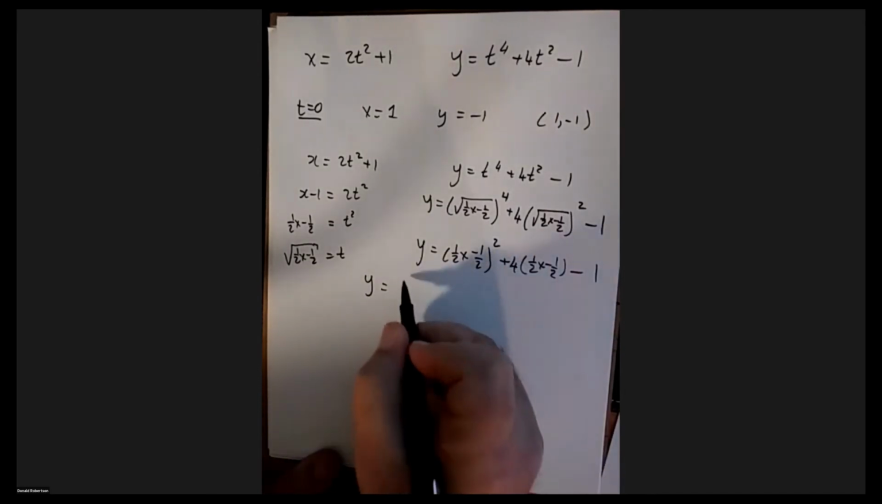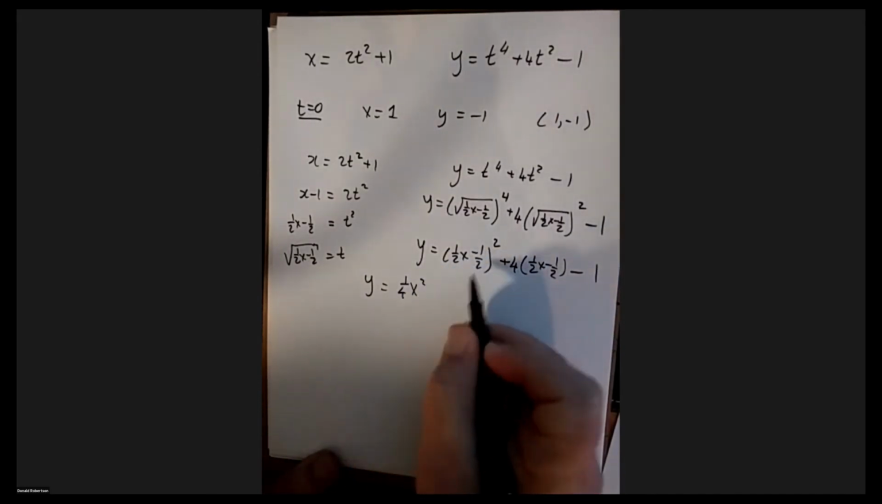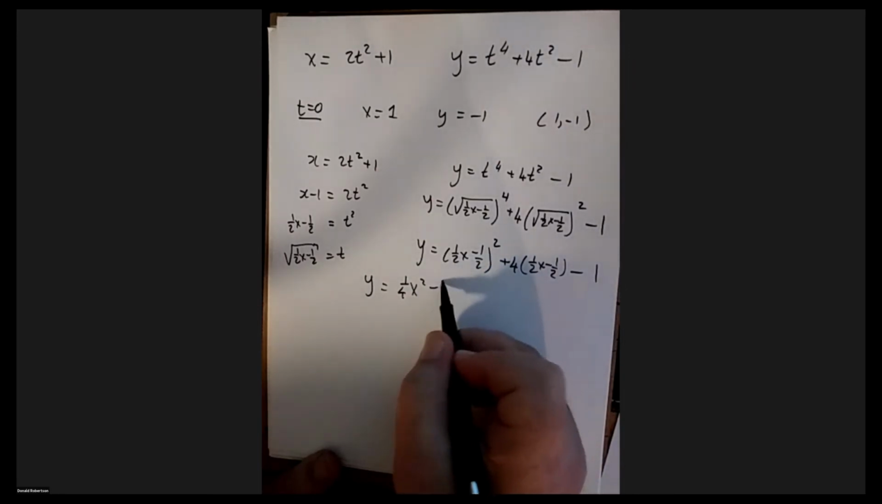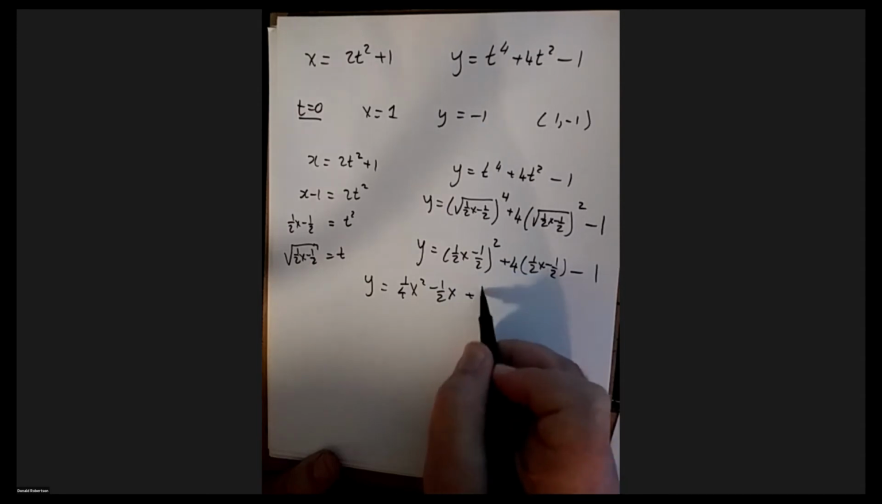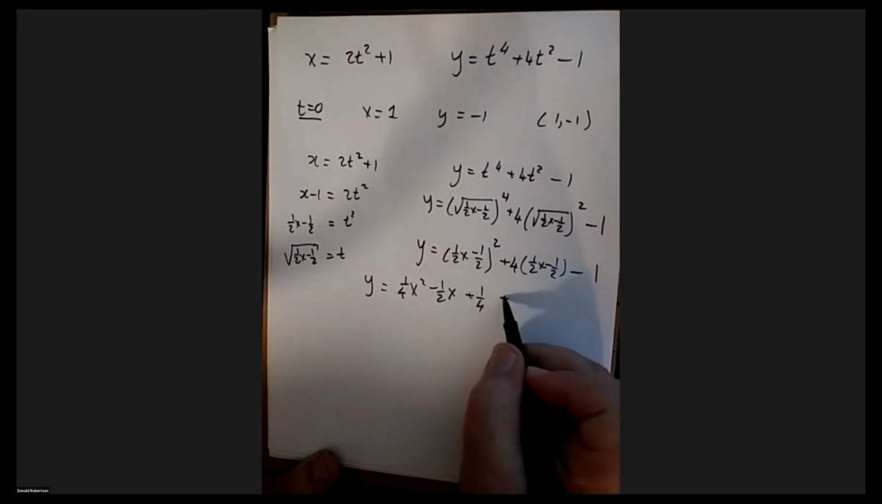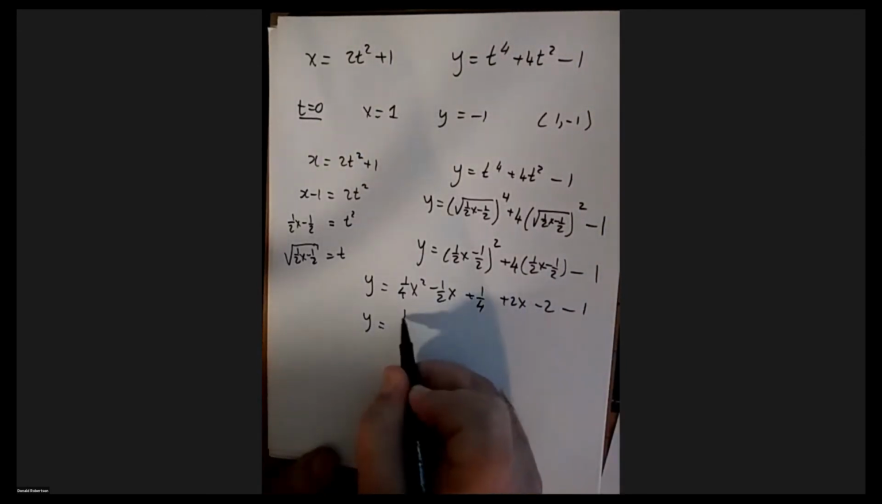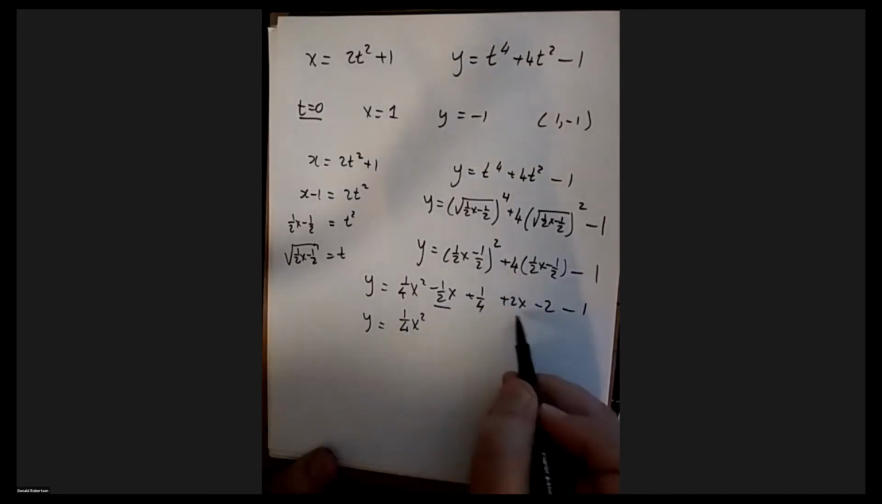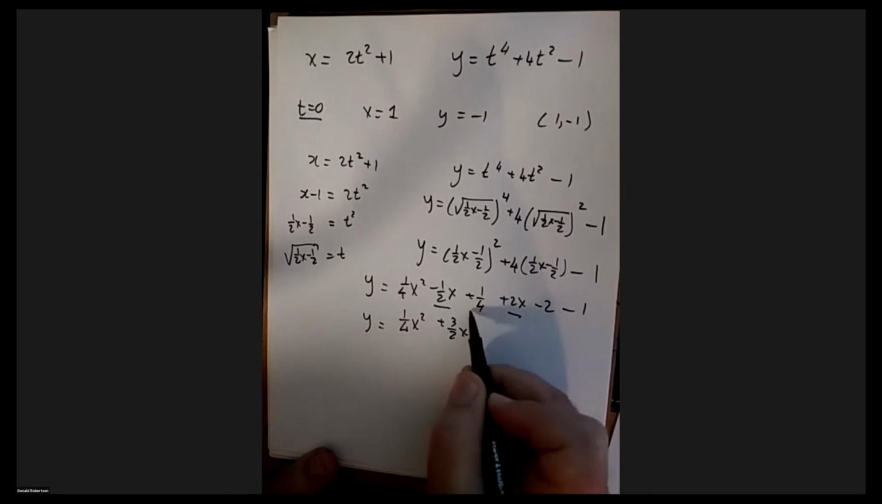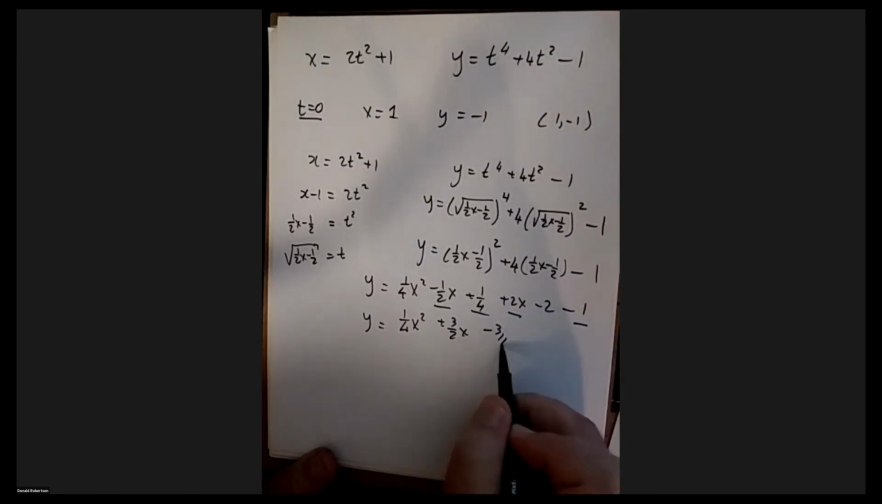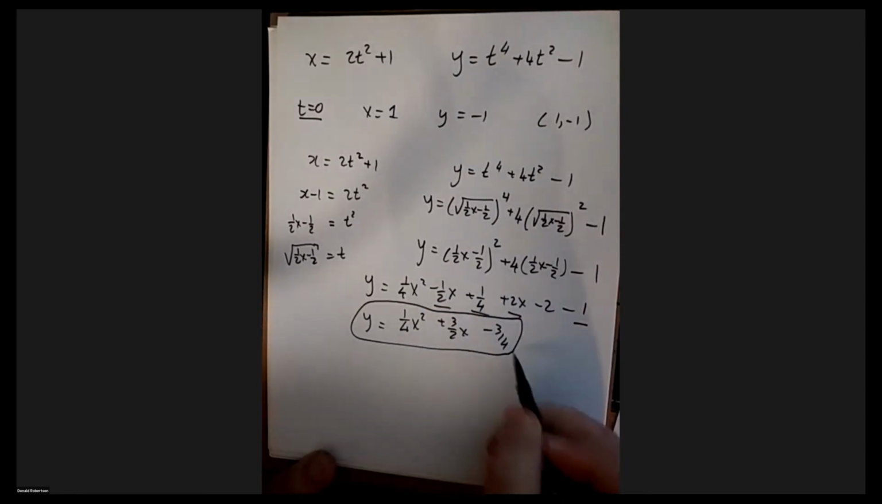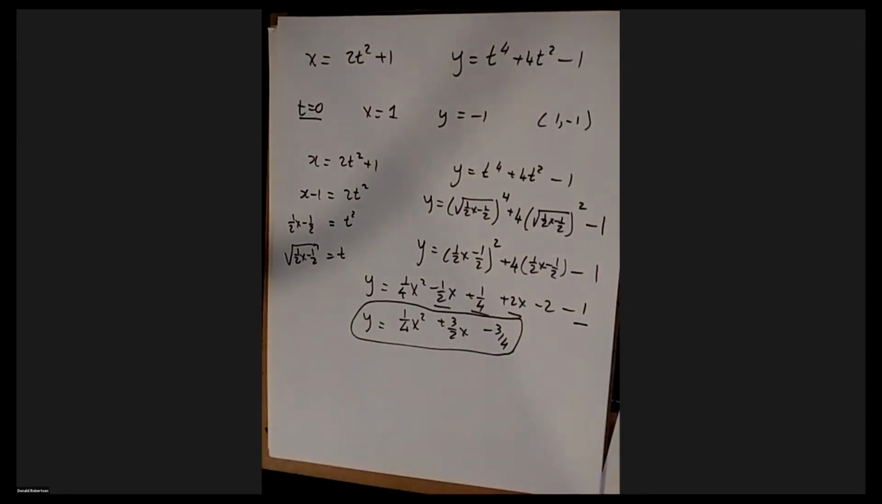If you FOIL this guy out, you get 1/4 x squared, take away a half x plus 1/4. 4 times this guy gets you 2x. 4 times this guy gets you -2, take away 1. And then if you collect like terms, that and that gets you 3/2. And that gets you, I think, -3/4. So basically, don't you just get an ugly quadratic? Agreed. Now, that is totally valid. It works fine, not a problem.